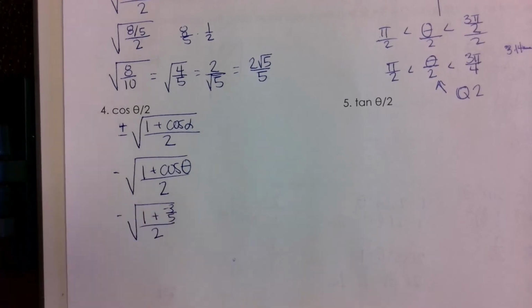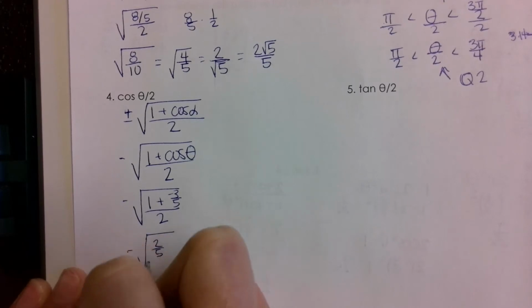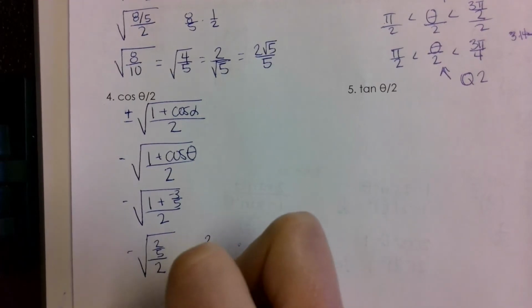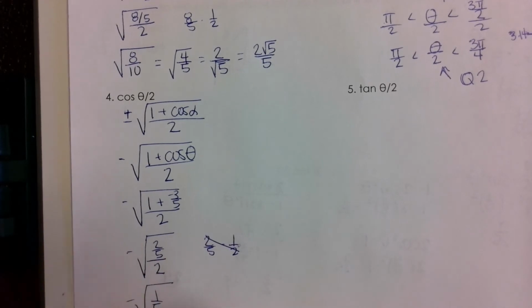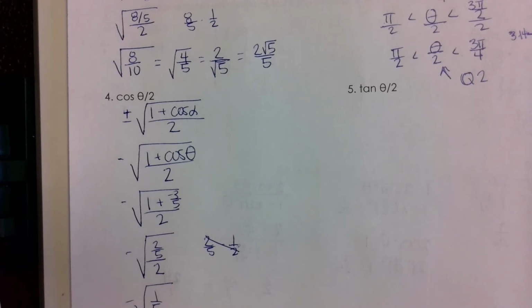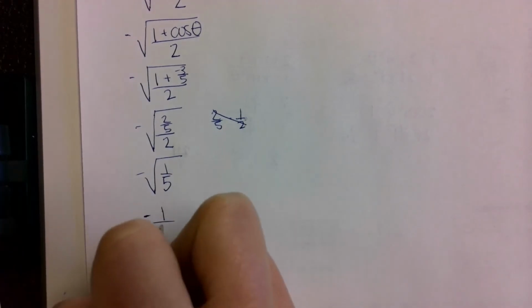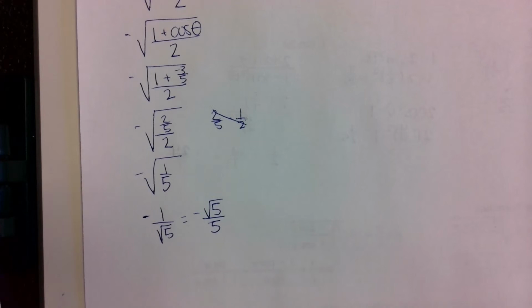When we do 1 plus 3 over 5, we get 2 over 5. So we've got 2 over 5 all over 2. And when you do that, that's like 2 over 5 times 1 over 2. The 2's cancel. We're going to have negative square root of 1 over 5. And so we can take the square root of the numerator and denominator separately and then rationalize that. So we'll have negative 1 over root 5, or negative root 5 over 5. And that would be your final answer there. Questions?